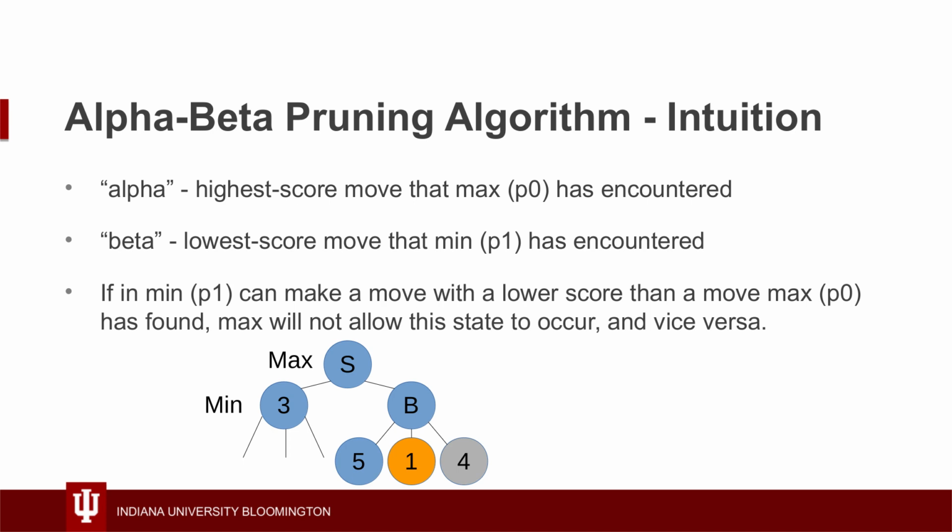Then, as min is expanding the children of node B, as soon as he evaluates the orange node with score 1, it knows that it has a path that results in a score of 1, and we store that as our beta value. At this point, our best value for B is already less than or equal to alpha, and so we know that max will not choose B, because it has a better path elsewhere. That's the intuition behind alpha-beta pruning.